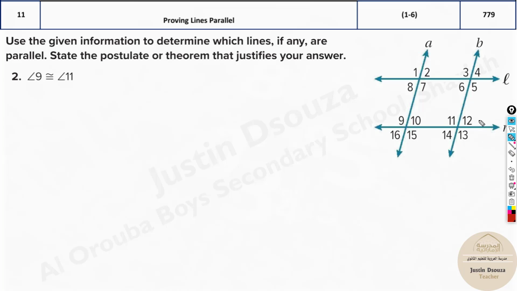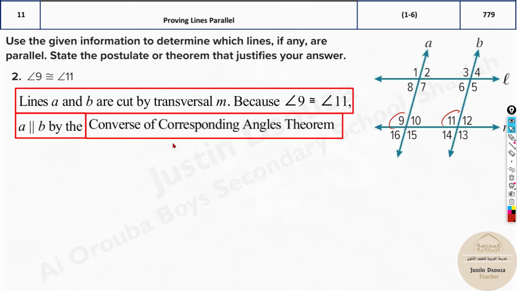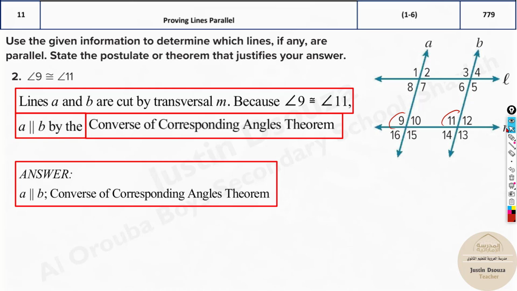Now what about 9 and 11? You guys can take your time and solve it by yourselves now. 9, 11 over here are corresponding to each other. It's top left, and they have told they are equal to each other. That means again A and B are parallel and this line, sorry, that is not R, it's M. Line M is the transversal. It's the converse of corresponding angles. Most important is understanding which type of angles they are. They're corresponding and A and B are parallel.